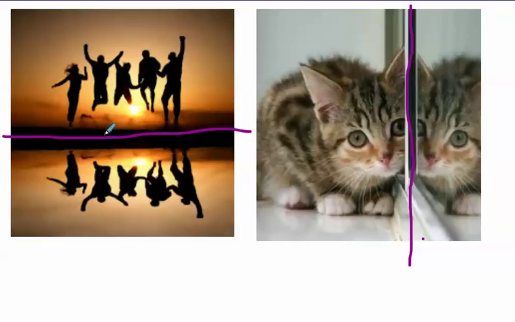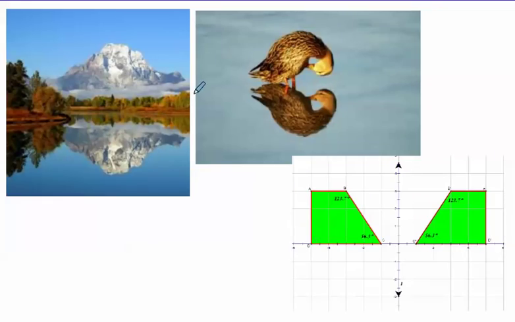Notice how it gets flipped. Their feet are the closest to this line of reflection, so we see their feet back. Over here, this side of his face is closest, so again, this side of his face is closest back. Here, look at the cute little duck. The line of reflection would be the x-axis. His face is the closest, so his face is the closest. And here it would be the y-axis.